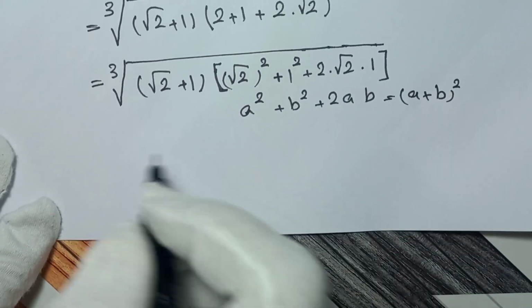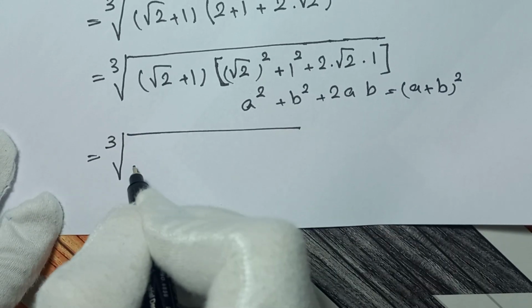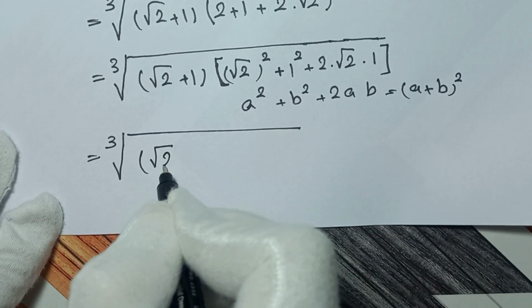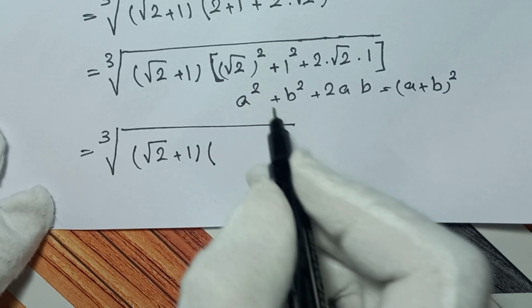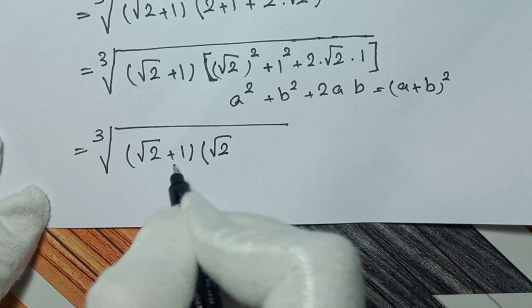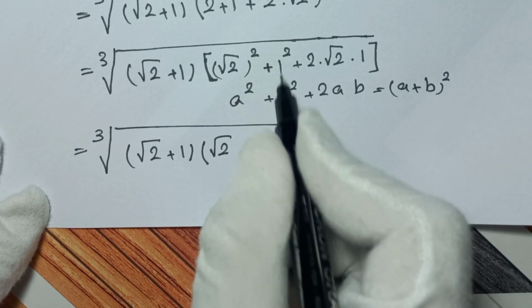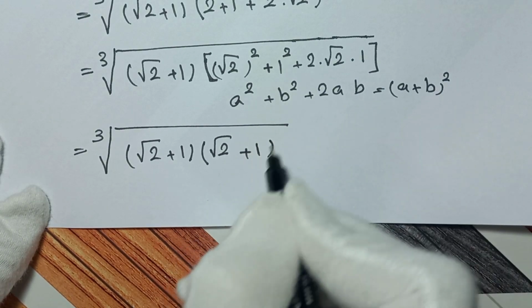which is equal to a plus b to power of 2. So in here, we can write cube root of square root of 2 plus 1, and here we can write a plus b to power of 2. So in here, a is square root of 2, and b is 1, right? b squared, b is 1, plus 1 to power of 2.